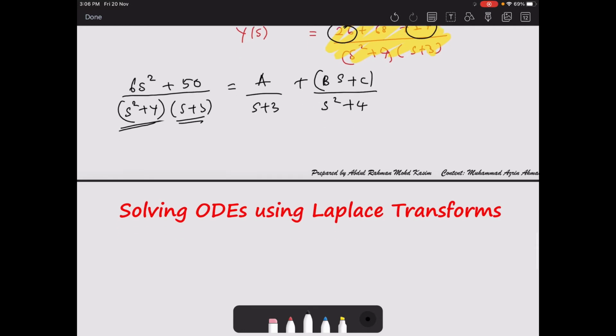Next you need to equate the denominator of the right hand side with the denominator of the left hand side.